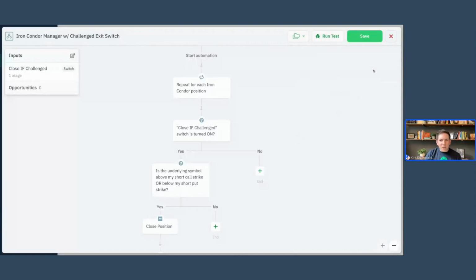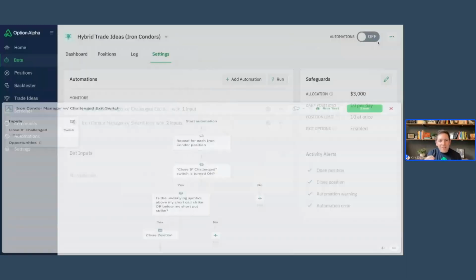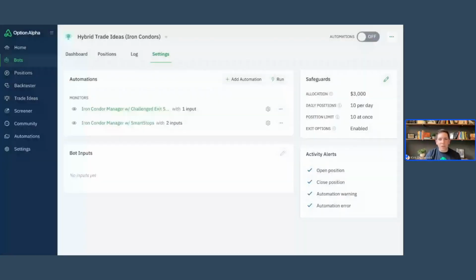You can add a little piggybacked, very simple monitor automation to it. Or you can remove it. You can say, you know what? I don't want to do that in addition to whatever I'm doing.